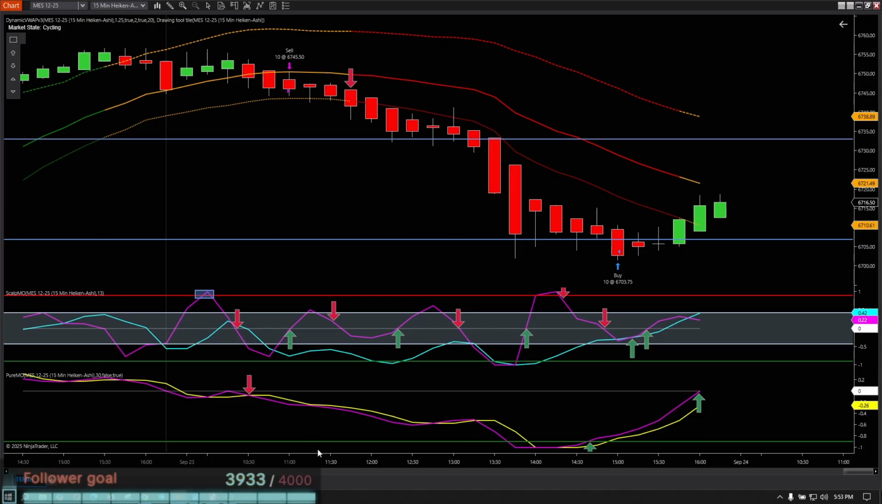Now, when does this work better than this one? Okay, this works better when the market is trending, such as today. Okay, the moment that price dropped below the VWAP right here and it turned red and the market began to trend to the downside, this works really, really well when the market is trending.